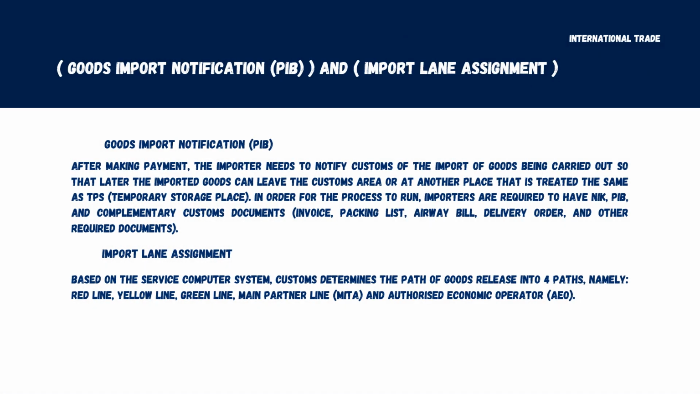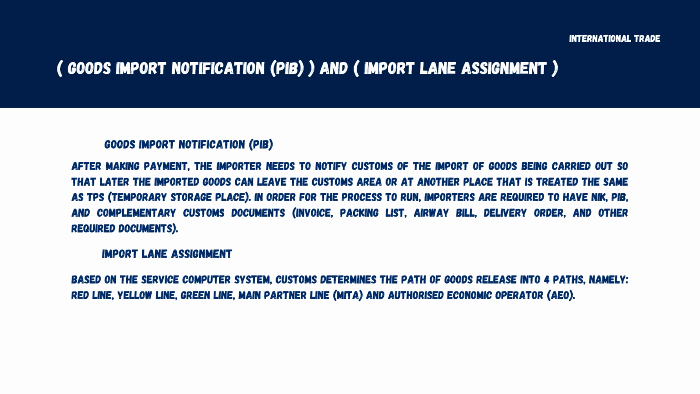Goods Import Notification, PIB. After making payment, the importer needs to notify customs of the import of goods being carried out so that later the imported goods can leave the customs area or be at another place that is treated the same as TPS, temporary storage place. In order for the process to run, importers are required to have NIK, PIB, and complementary customs documents: invoice, packing list, airway bill, delivery order, and other required documents.